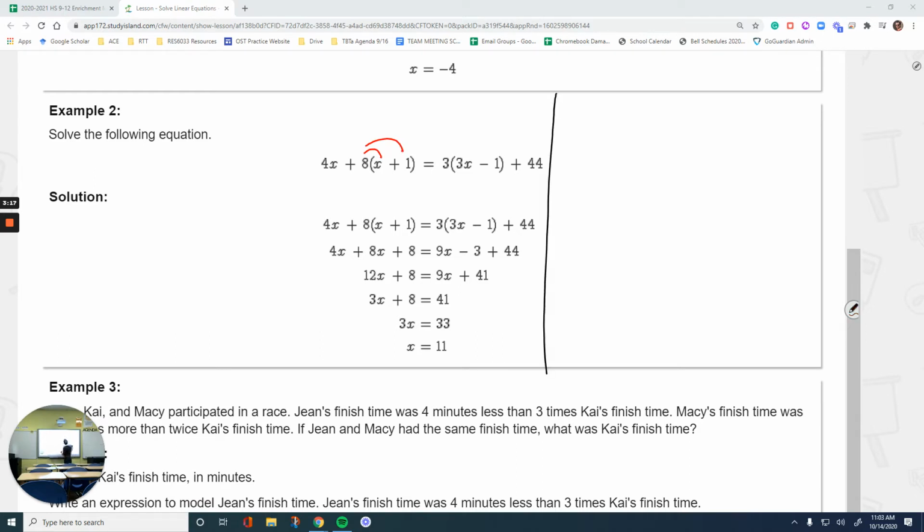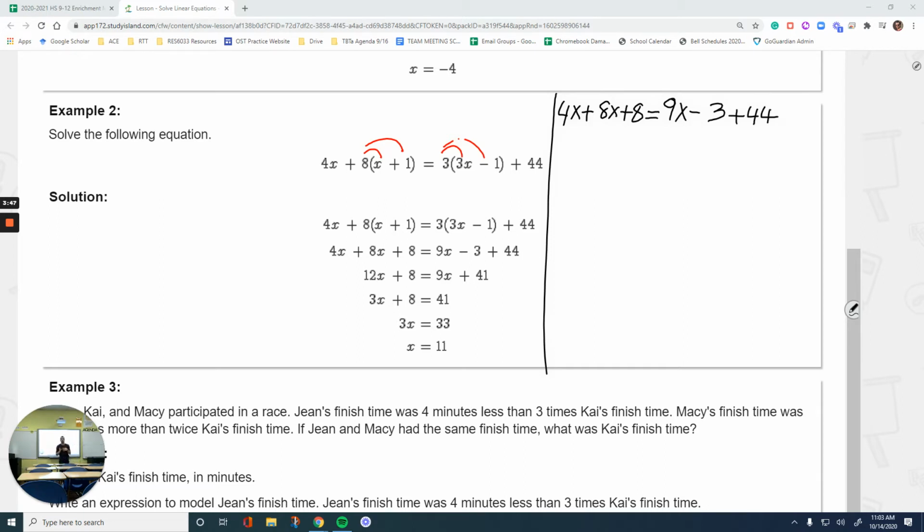4x plus, and then I have 8 times x is 8x. 8 times positive 1 is positive 8. And I have the, oops, let me fix that. I have the equal sign. And then 3 times 3x is 9x. And then 3 times negative 1 is negative 3. And then I have this plus 44.